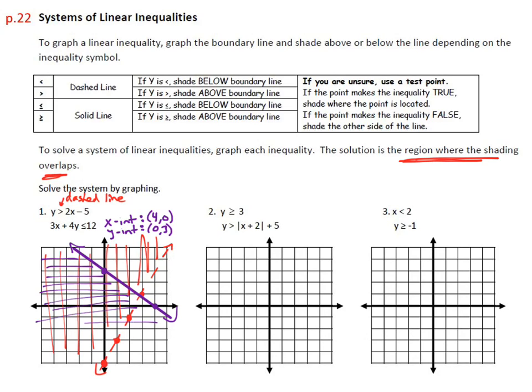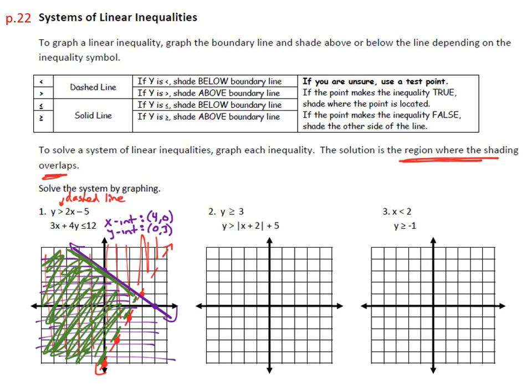Now notice I'm shading in a different direction, so it shows up a little bit better. And then the part that is overlapping, so along this solid line from 3x plus 4y is less than or equal to 12, and then along this dashed line here from y is greater than 2x minus 5, everything that's within that doubly shaded part, there is our solution to the system of inequalities.